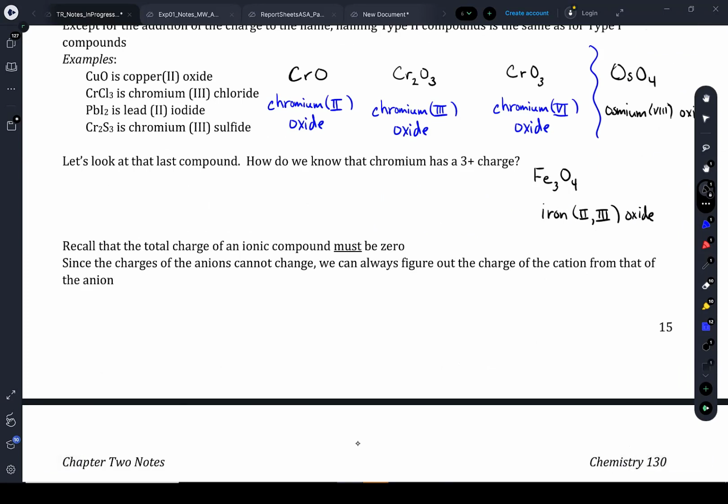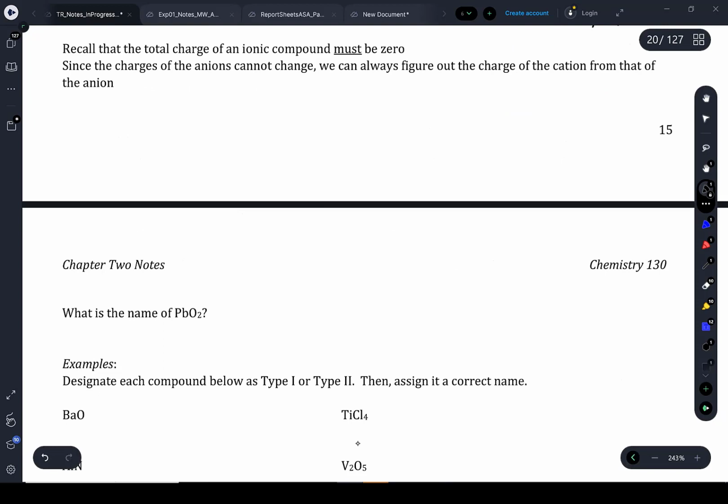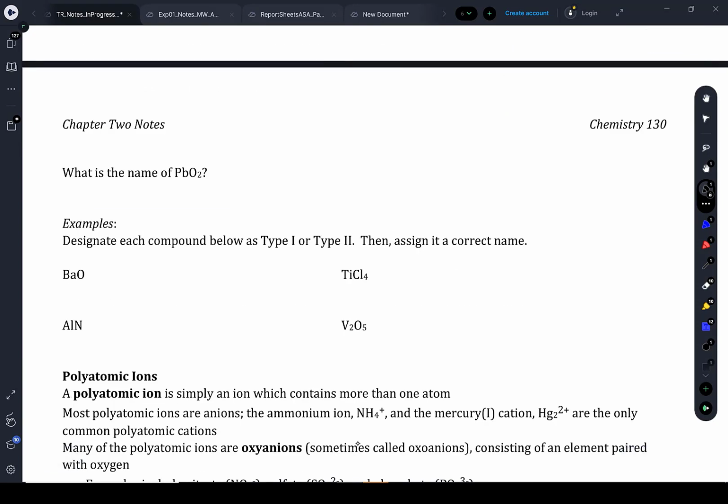All right, so as I already said, total charge is 0. That's the most important mistake that people forget about, is that the total has to add up to 0. Okay. What is the name of PbO2 then? Lead 4 oxide. Very good.